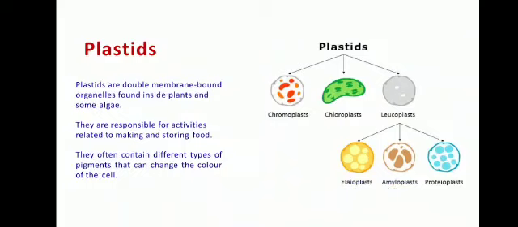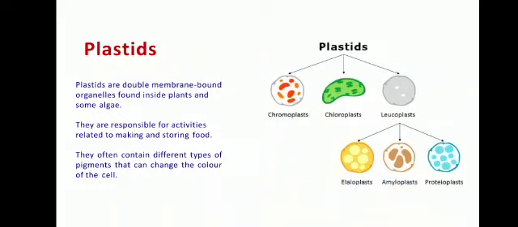These are responsible for the activities related to making and storing of food. They often contain different types of pigments. They can change their color in the cell. So the plastids are the chromoplast, chloroplast and leucoplast.